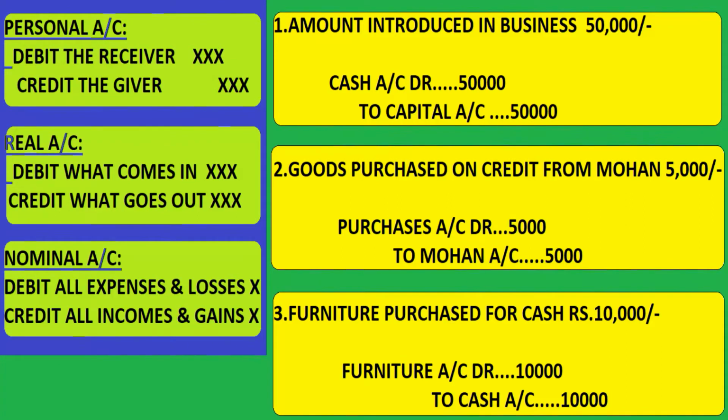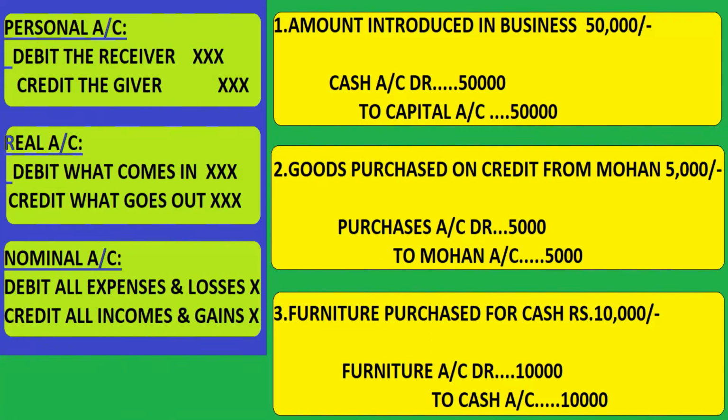The second transaction is goods purchased on credit from Mohan rupees 5,000. What are the two aspects? First one is goods purchased, that is goods came into the business, and second one is Mohan. Some students get confused. Sir, there is 5,000, so there may be cash aspect also. See my dear students, this is a credit transaction, so you may see rupees 5,000 in the transaction, but no one gave cash and no one received cash. So the two aspects in this transaction are only goods purchased and Mohan.